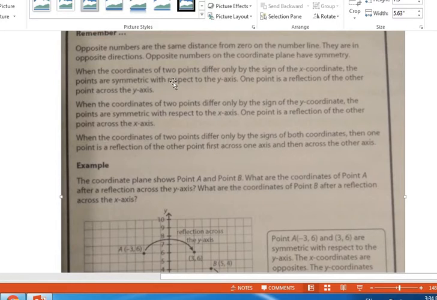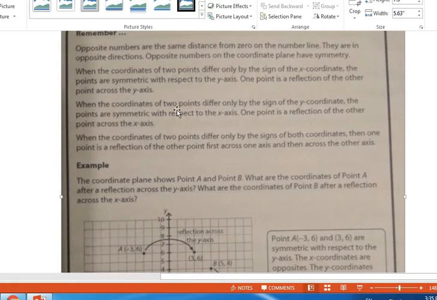When the coordinates of 2 points differ only by the sign of the x-coordinate, the points are symmetric with respect to the y-axis. One point is a reflection of the other point across the y-axis. We will see this now here.